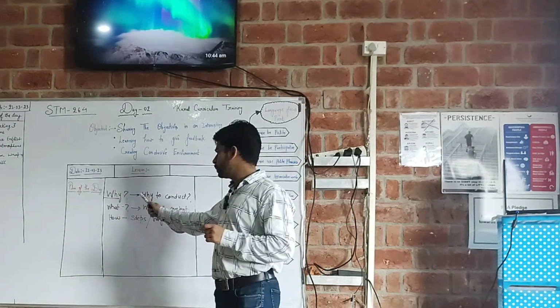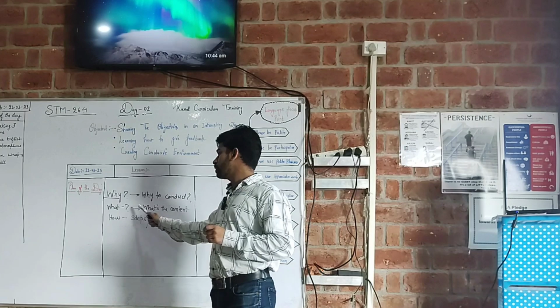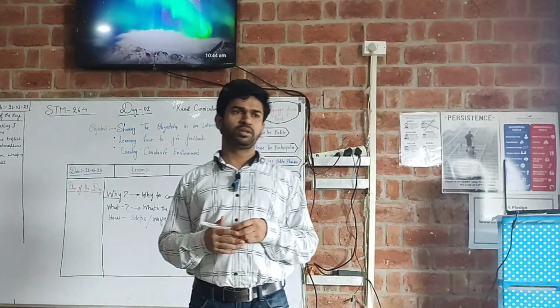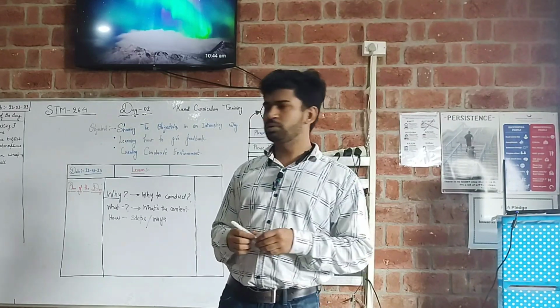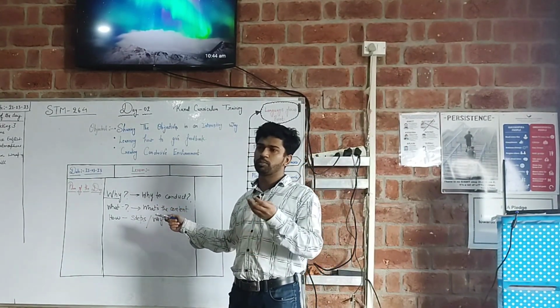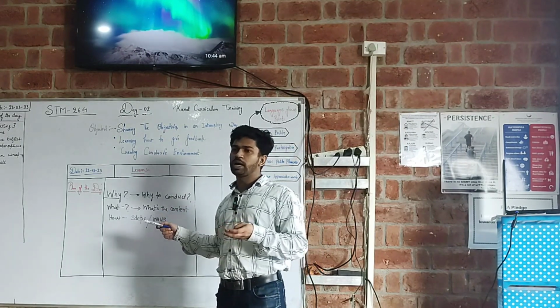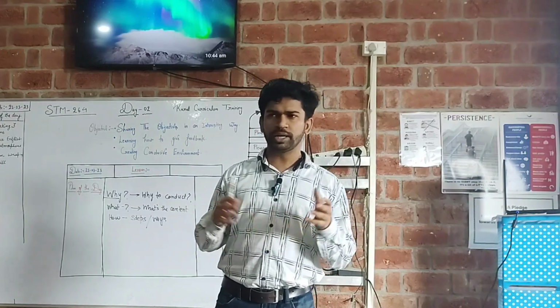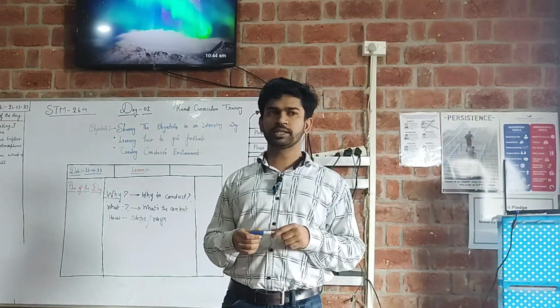So if you know the why better, you can decide the what better. Once you know the what better, then the how is very easy. If you know what to buy, then you can decide whether you want to buy it from Amazon, Flipkart, how much discount you need, or whether you want to buy it from the MI website directly or the official website of that phone. That depends on you. Is it clear?